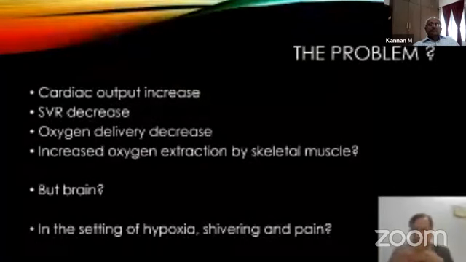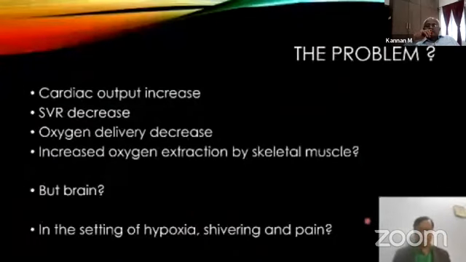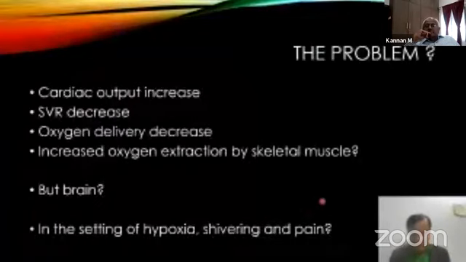Now I have already told, cardiac mortality increases, transfusion of blood increases, thereby the transmission of illness. Cardiac illness worsens because the cardiac output increases, the SVR decreases, the oxygen delivery decreases. So there is increased oxygen extraction by the skeletal muscles. But in brain and heart it is already fully extracted. Because there is some anemia, it cannot extract more. This problem is there in the setting of hypoxia, in the setting of shivering, and in the setting of pain. These three are very common in the perioperative period. We have some problem with oxygen delivery. This is what we don't want.